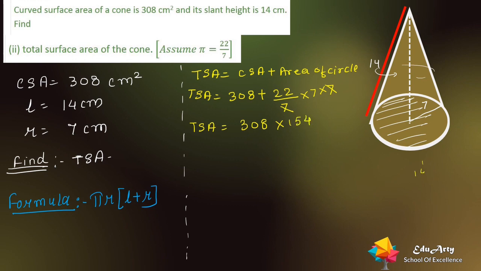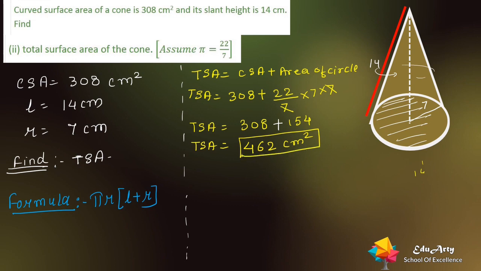And now plus, this is plus, and then you can simply add that. So this is TSA, and this TSA will be 3 plus 1 is 4, and 5 plus 1 is 6, and 2, so 462 centimeters square. Now let us use the formula and see if we are getting the same answer.